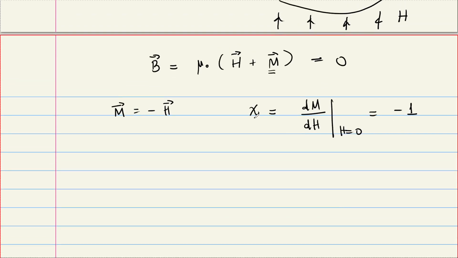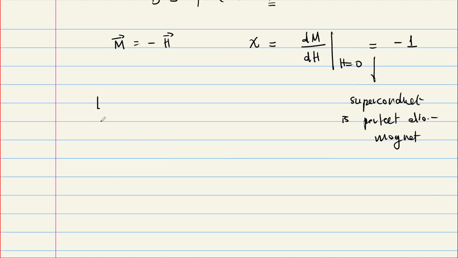Typically, if this chi, the magnetic susceptibility, is positive, we call it paramagnet. If it's negative, that means it is canceling the outside effect, and we call it diamagnet. And it turns out the superconductor is a perfect diamagnet. Good.